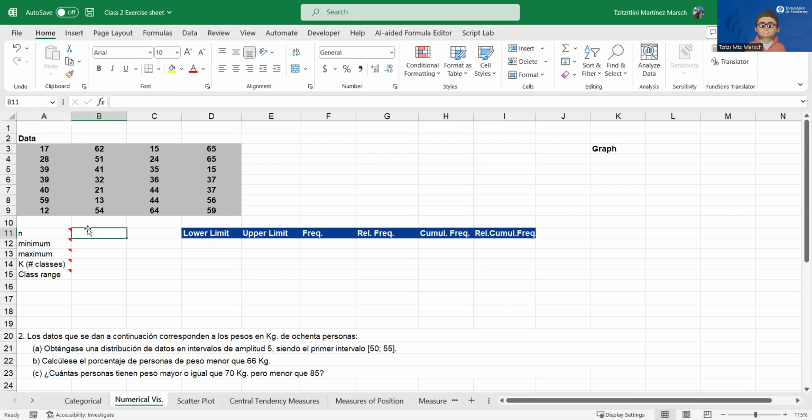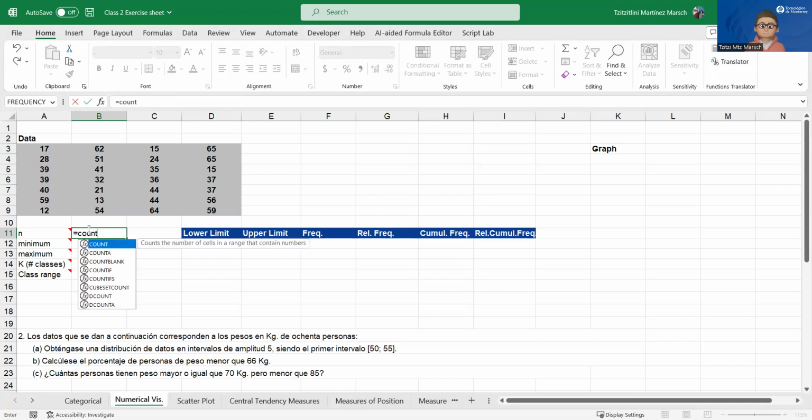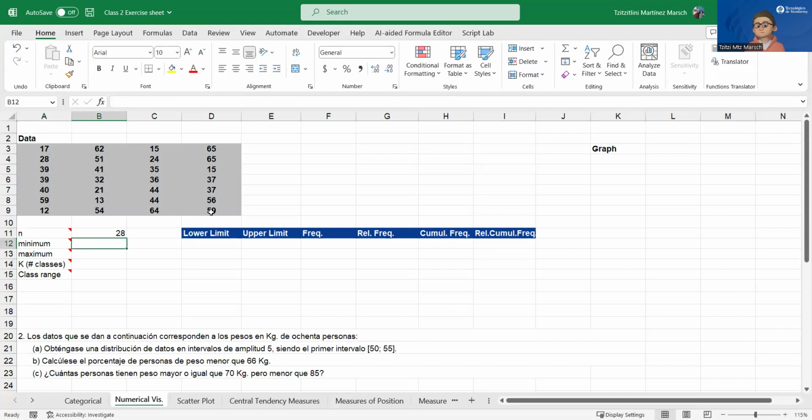And the very first thing that we need to look at is just how much data we have, okay? And how much data, we're going to go with count. We'll open our parentheses and we'll select all our data to find out we have 28 in this particular sample. The next thing is our minimum data, our smallest number, so we'll put min, and the same thing, we'll figure out our numbers. Okay, we have 12. That's our minimum, our smallest number.